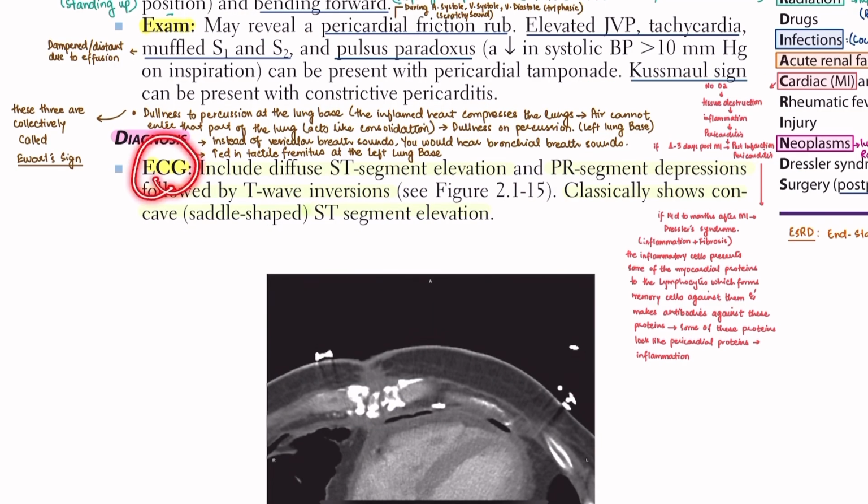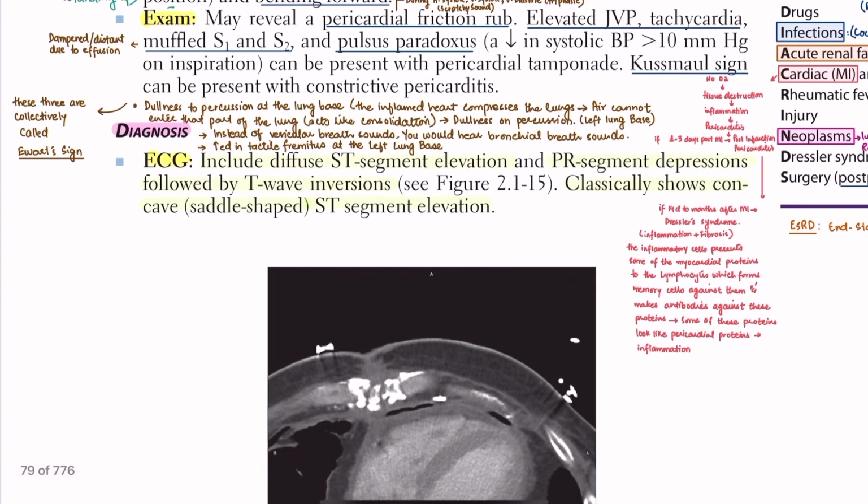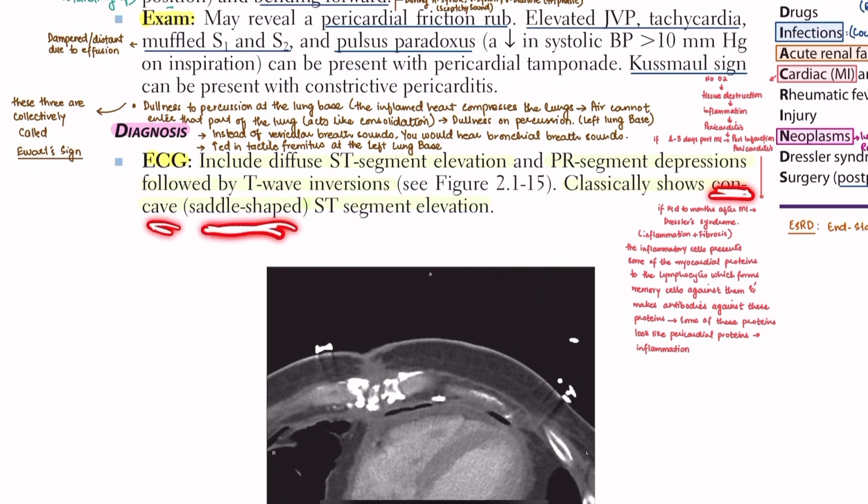So what are some of the ECG findings? In ECG, you will find that there will be ST segment elevation, which is a common sign of STEMI. But the way you can differentiate the ST segment elevation of pericarditis from that of STEMI is that there will be a concavity. This ST segment elevation will be saddle shaped, which I'll show you in just a bit. And a few other things will be PR segment depression followed by T wave inversion. So let's look at those.